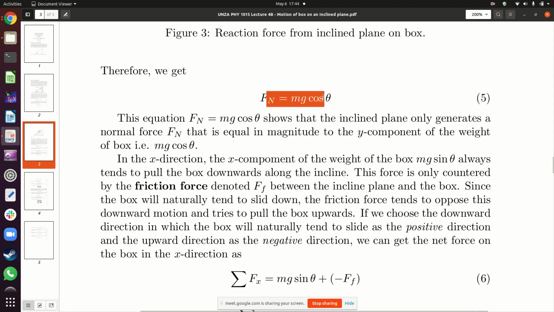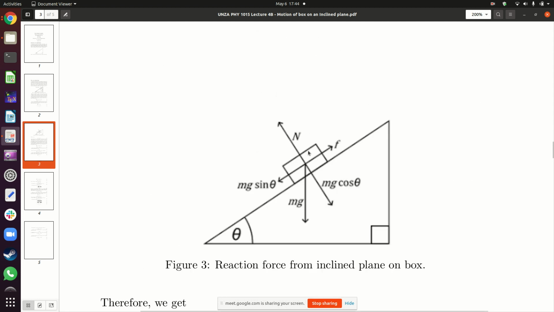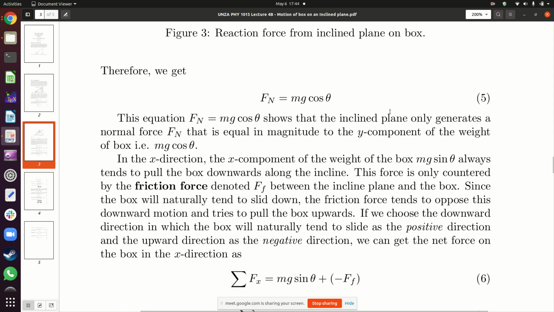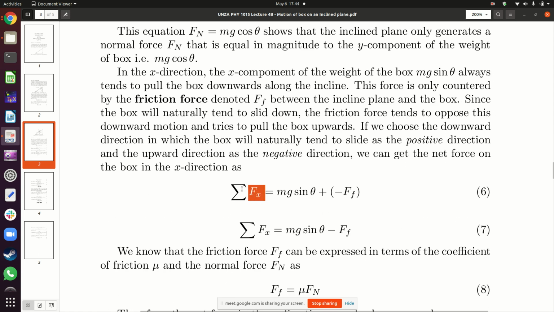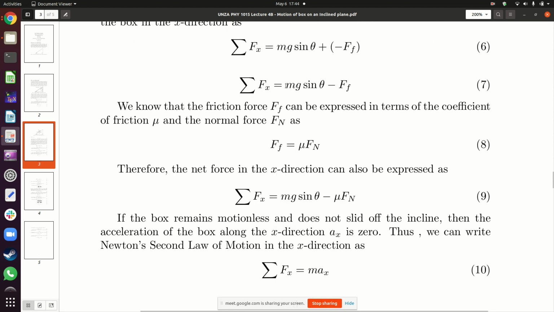So with that, for the y direction, there's nothing much more we can do. We move on to the x direction. Along the x direction, there is this force mg sin theta pointing down. There is a friction force pointing up. Since this mg sin theta is pointing down, and down here we have said is positive, and up we have said is negative, therefore our resultant force along the x direction is going to be equal to mg sin theta plus minus the friction force. So in that case, the plus and the minus, you end up having the resultant force equal to mg sin theta minus friction force. So this is how you get your resultant force along the x direction.